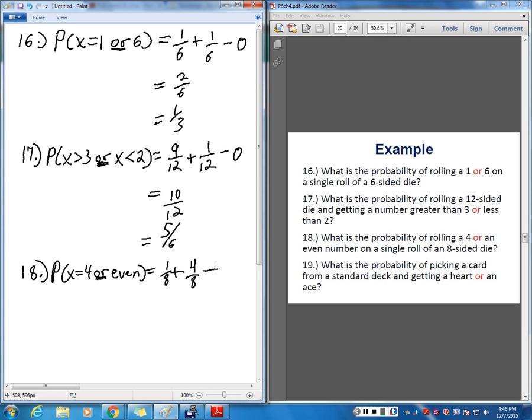And is it possible to get a 4 and an even number at the same time? Oh yes, it sure is. How many ways can you get a 4 and an even number at the same time?